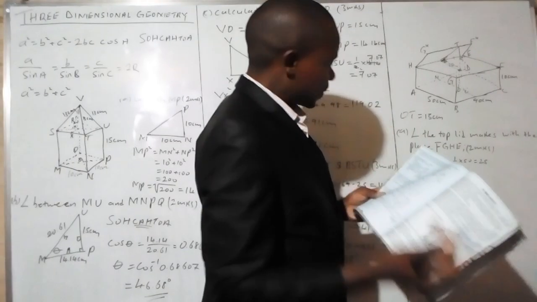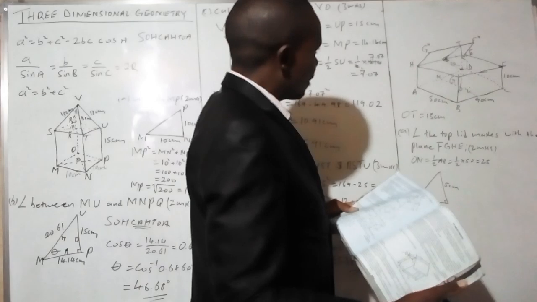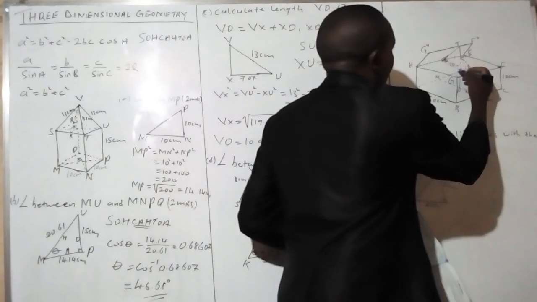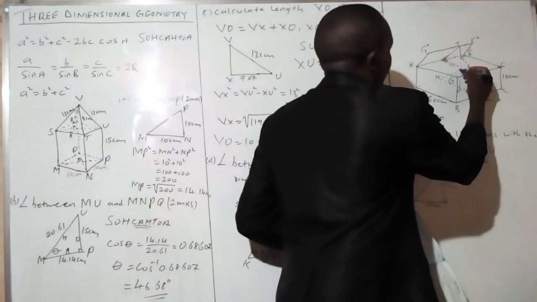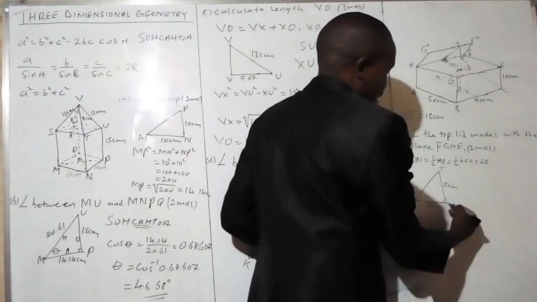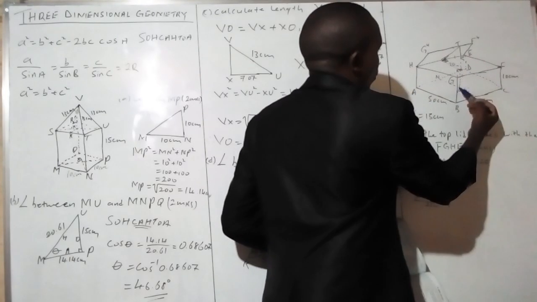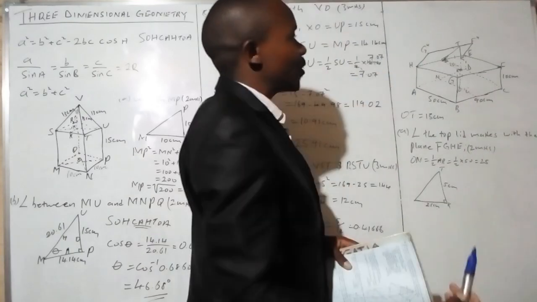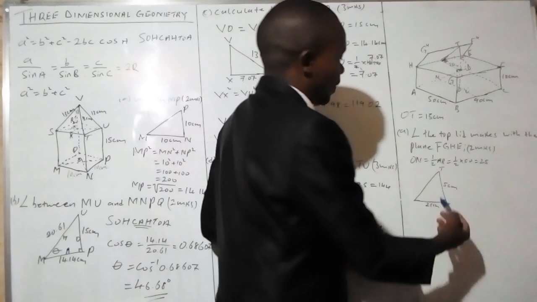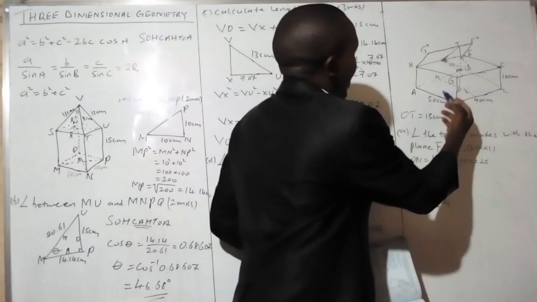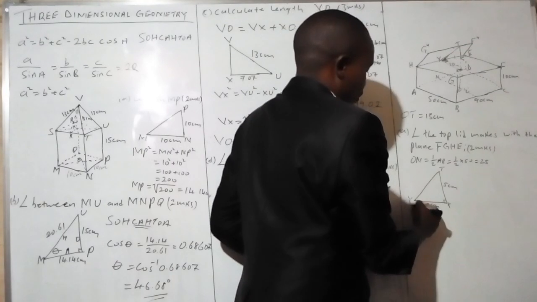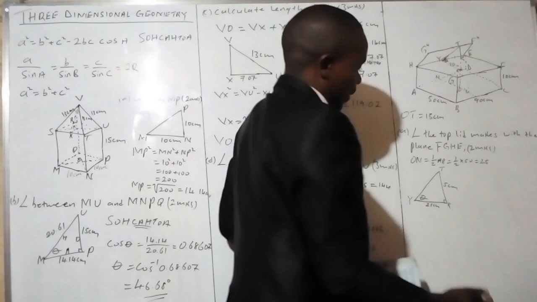Then this T, we can call this point K. So KO will be equal to FC, 10, but TO is 15. 15 minus OK 10 is 5. Then we can assume this point Y. Point Y will be there. The angle that we are supposed to get is this.